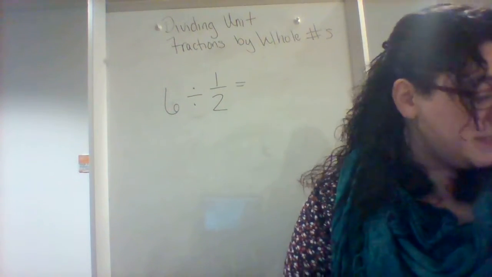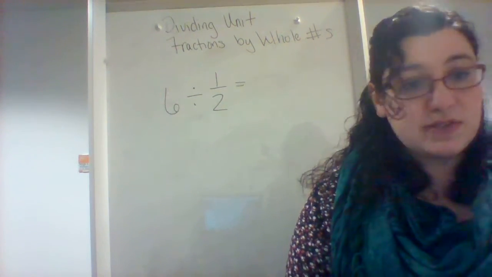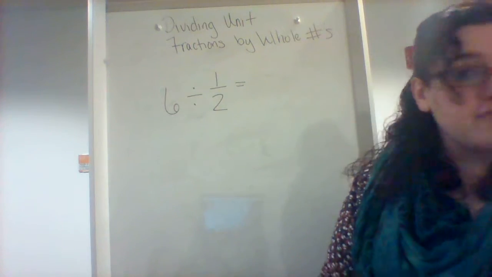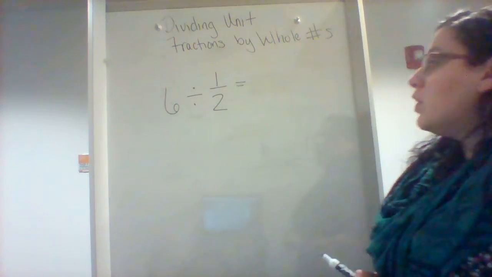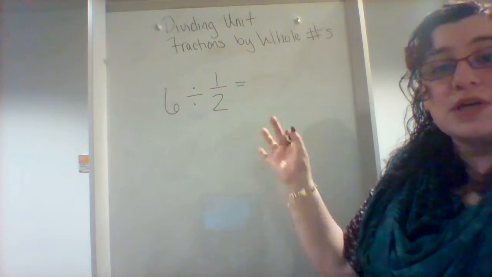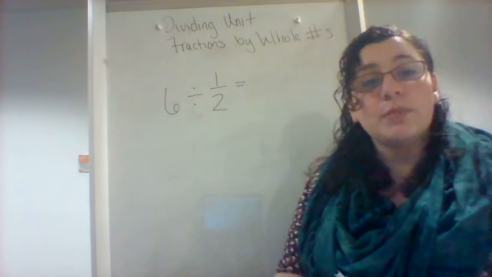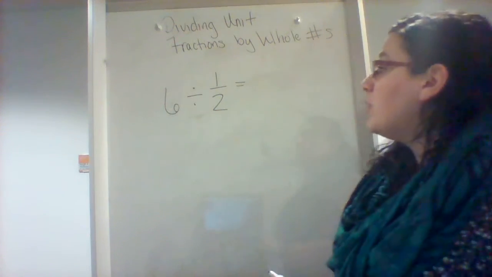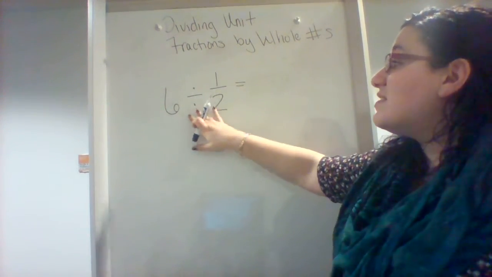Good morning. This lesson is for GLE 5. It is lesson 21 in your workbooks, dividing unit fractions and whole numbers. So in previous videos, we discussed multiplying fractions and mixed numbers, and now we're going to talk about dividing whole numbers and fractions. So as you can see on the board, I've written 6 divided by 1/2.